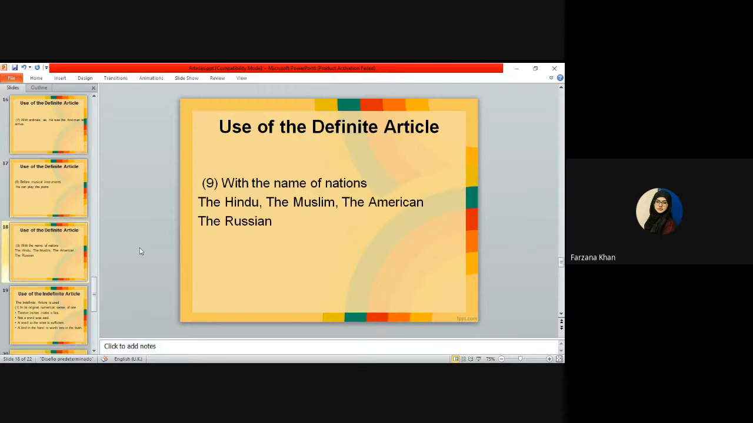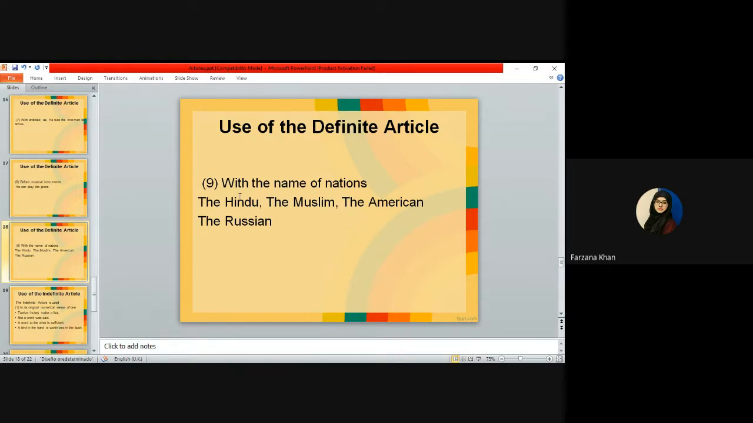Let me tell you about rule number 9. I already told you that with the names of countries, you need to avoid the definite article, other than the names of countries which include some common nouns, and the two specific countries in the world which always require a definite article. So keep in mind rule number 9: it's not about the names of countries, it's basically about the names of nations. Whenever you use the name of a nation, you will always place a definite article, and the definite article will make it clear that you are talking about the nation.